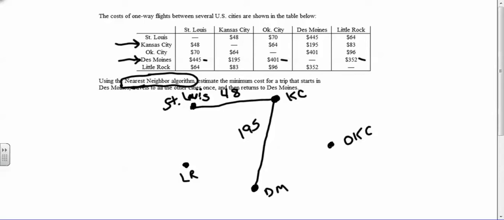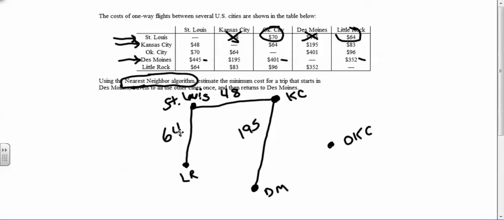Now once we're in St. Louis, that's the top row, we want to go to a city that we have not already been in. So again, we can't go back to KC or Des Moines. So we have to go to one of the other cities. So look at that row for St. Louis. It's 48 to Kansas City, but we can't go back there. Oklahoma City is 70. Des Moines, we don't want to go back there yet. And Little Rock is 64. So we're going to go to Little Rock from St. Louis at a cost of $64.